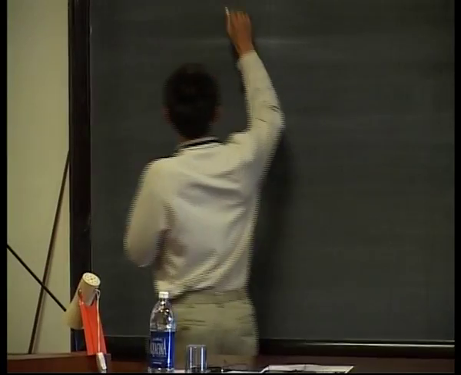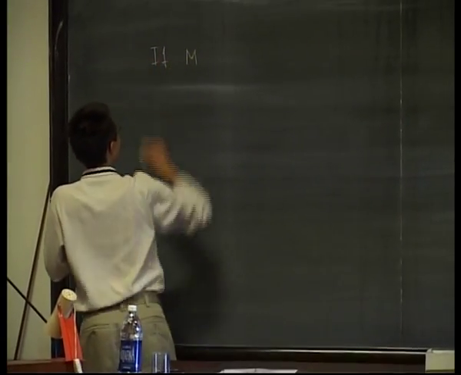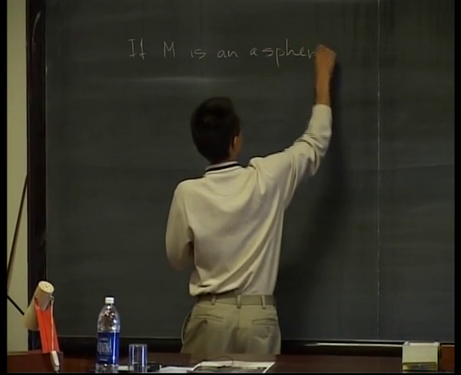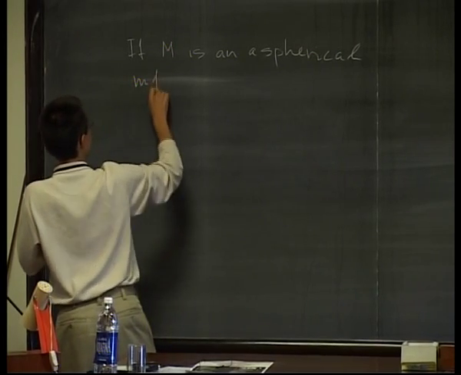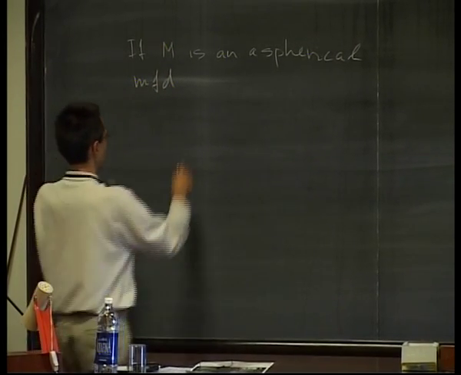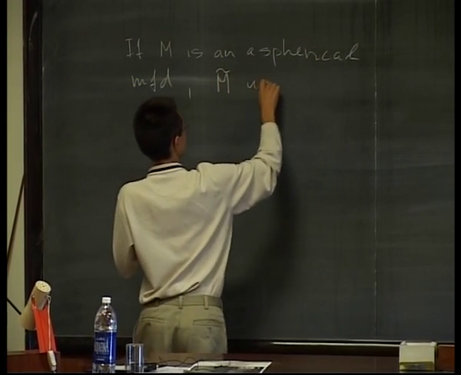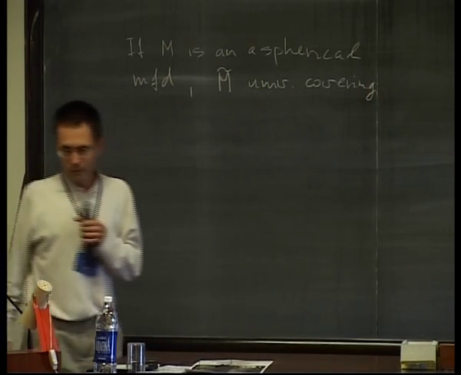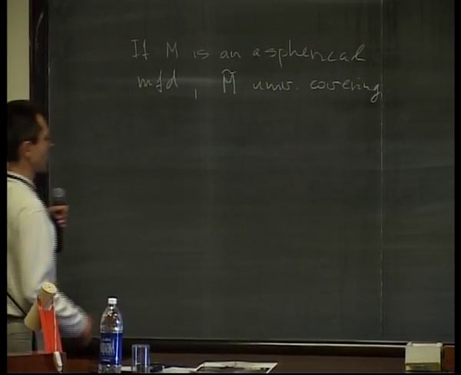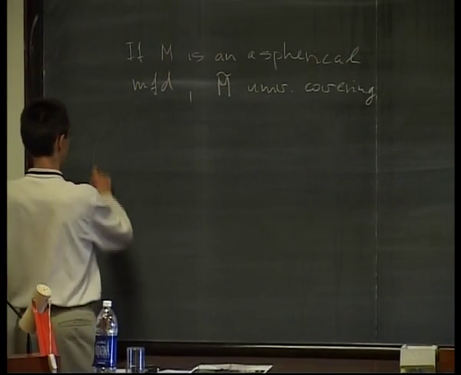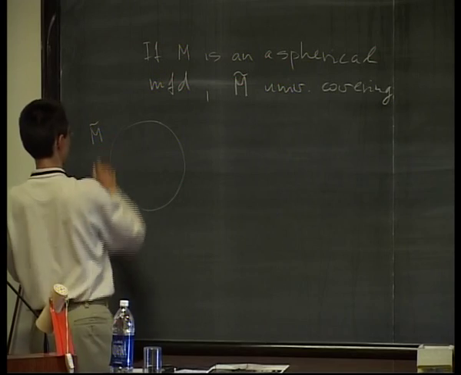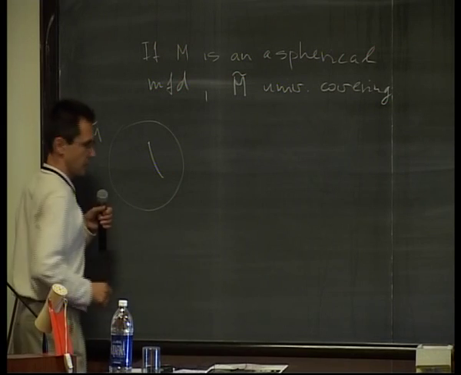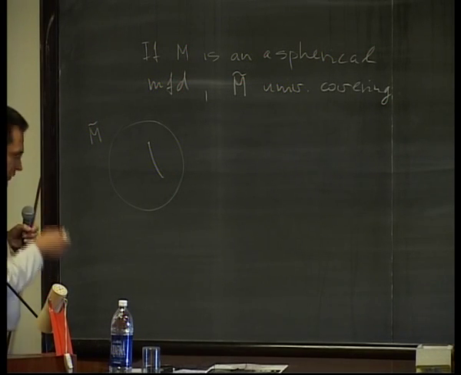If you start with a manifold, say M is an aspherical manifold, take the universal covering. If you think about a negatively curved manifold, the universal covering would have unique geodesics. So for any 2 points, there is a choice of geodesic. It's a uniquely geodesic space, and moreover, this is equivariant.